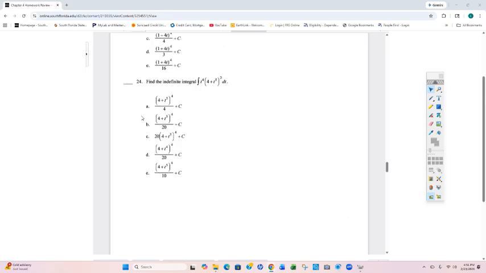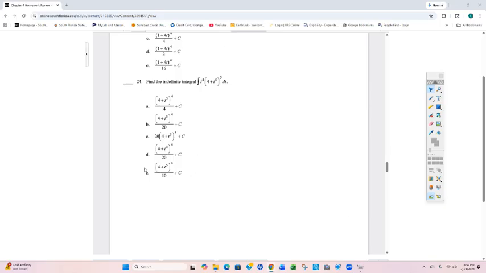Okay, 4 of the 5 answers are fractions. Answer A, in the numerator, 4 plus t to the fifth in parentheses to the fourth power, in the denominator 4, plus c. B, 4 plus t to the fifth in parentheses to the fourth power on the top, and on the bottom, 20, plus c. C is not a fraction. 20 times, in parentheses, 4 plus t to the fifth, to the fourth power, plus c.